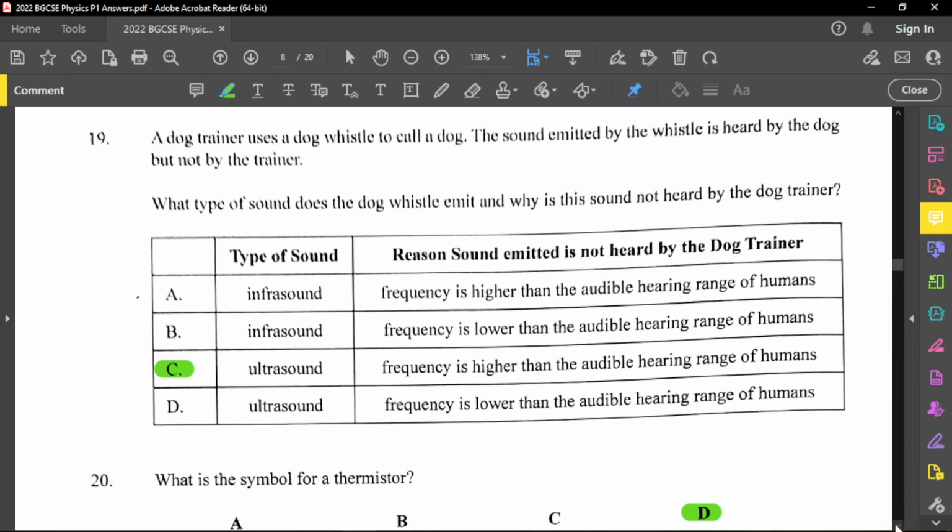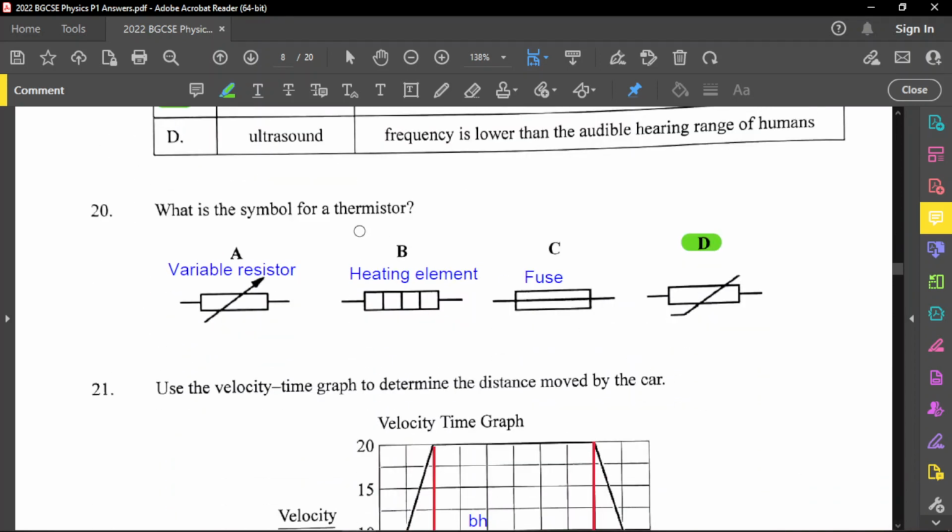All right, so 20. It said, what is the symbol for a thermistor? And the thermistor symbol is D. The others are labeled variable resistor, heating element, fuse. And a thermistor can be used as a sensor or a switch based upon change in temperature. That's why thermo comes from heat.